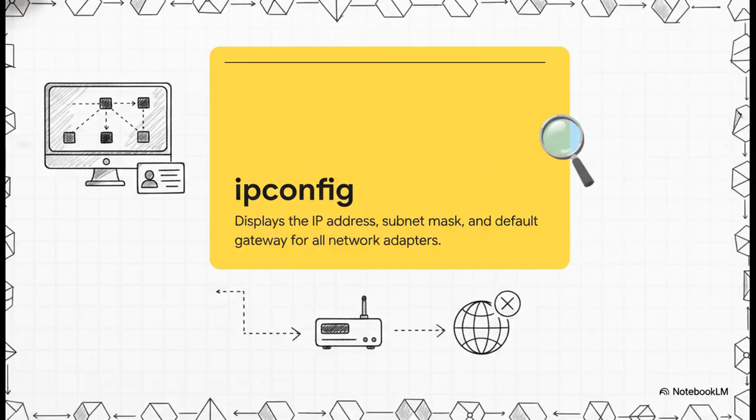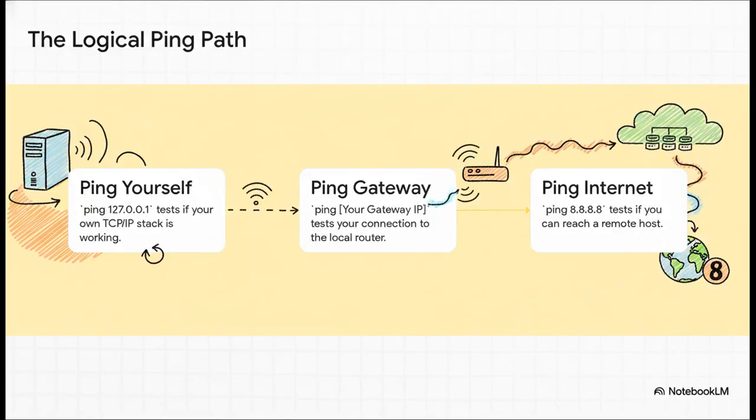Simple as that. Okay, so once you've confirmed your ID, it's time to start asking some questions using the ping command. And this progression is just brilliant in its logic. First, you ping yourself at 127.0.0.1 to see if your own network hardware is even working. Then you ping your gateway, that's your router, to see if you can talk to your local network. And finally, you ping something out on the big, wide internet, like Google's server at 8.8.8.8, to see if you can reach the outside world.